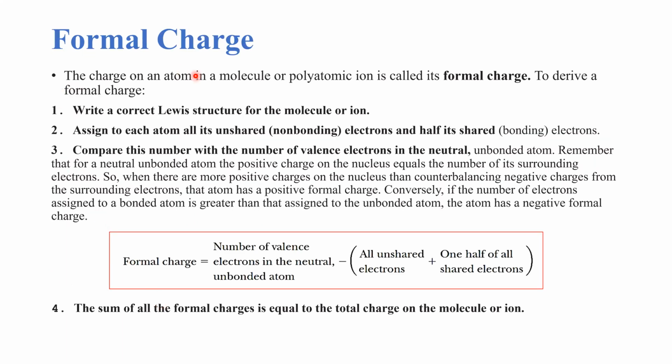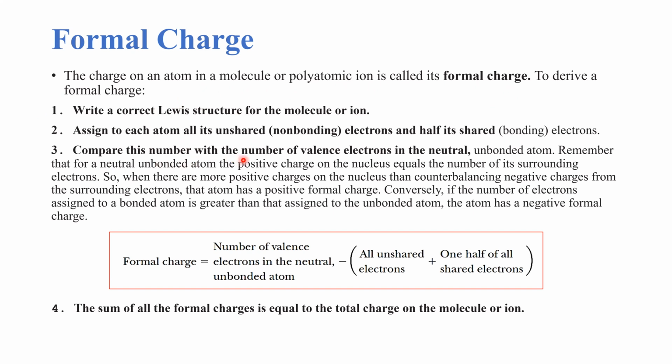Now we'll talk about the formal charge. The formal charge calculation is required for drawing the right Lewis structure. A Lewis structure is incomplete if you are not allocating the formal charge to the molecule and the atoms. The charge on an atom in a molecule or polyatomic ion is called its formal charge. To derive a formal charge, write a correct Lewis structure for the molecule or ion, then assign to each atom all its unshared non-bonding electrons and half its shared bonding electrons.